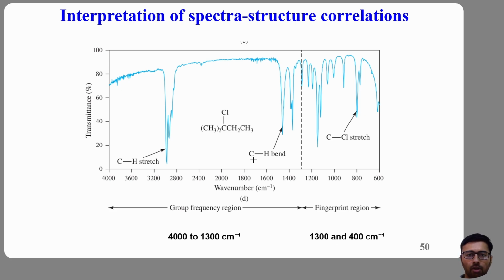Let me point out some common mistakes students make. Mistake 1 is ignoring peak shape. Peak shape matters enormously. Broad oxygen hydrogen absorption looks very different from sharp nitrogen hydrogen absorption. Second mistake is ignoring intensity. Strong peaks often correspond to highly polar bonds. Weak peaks may arise from symmetric vibrations.